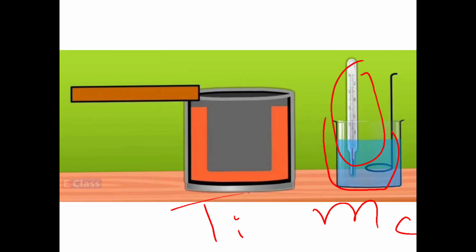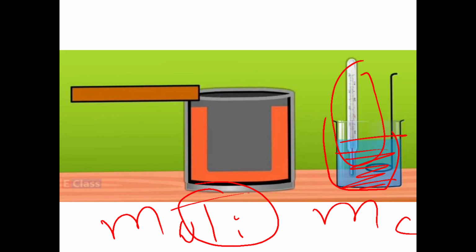And the mass of the water which is there in the calorimeter, this blue colored water, its mass is denoted by mw. W stands for water. Okay, and initially the temperature of the calorimeter and the water is the same, so its temperature will also be T initial.